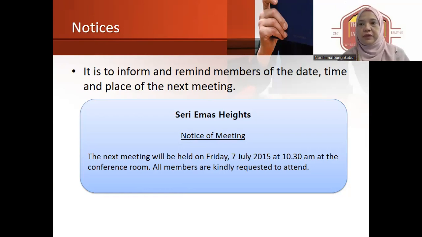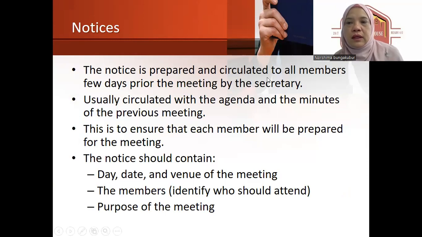The first example. The notice is prepared and circulated to all members a few days prior to the meeting by the secretary. Usually it is circulated with the agenda and the minutes of the previous meeting. That means the notice is given out together with the agenda, meaning the agenda is a list of things that will happen at the meeting, and the minutes of the previous meeting. Sebelumnya ada satu lagi mesyuarat, so laporan mesyuarat yang sebelumnya, right?